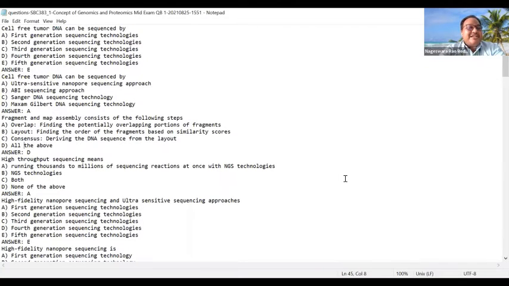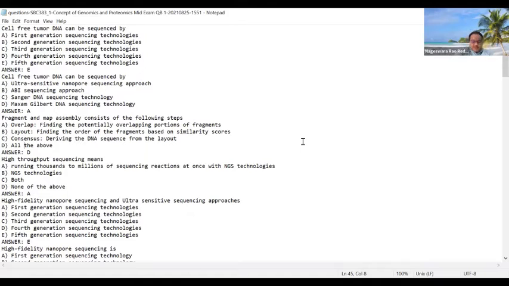Now the next question: fragment and map assembly consists of the following steps. What is the answer? Atika, which one is correct there? It's all of the above, sir. Overlap, layout, and consensus. Yes. First step, we have to make an overlap. Second, we have to make a layout, and third, we have to make a consensus. It's all of the above.